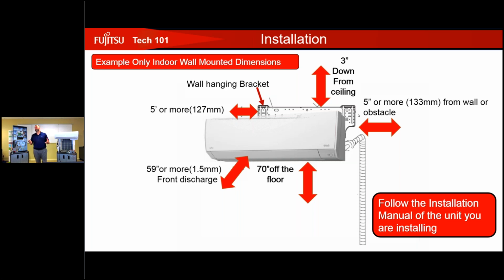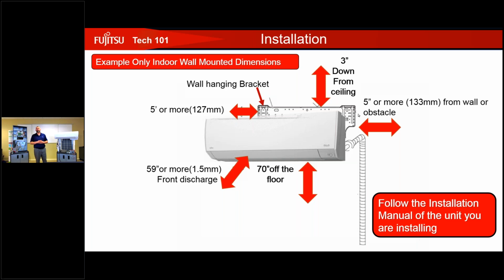3 inches down from the ceiling, basically we want to maintain that so we have proper airflow through the top of the unit. That is also where our indoor room thermistor is located, so we want to make sure that we are getting a proper accurate reading at that thermistor. Okay, left-hand side, 5 feet or more, not really so important there. 70 inches off of the floor, we try to get it 3 inches off of an 8-foot ceiling. That'll get us into that 70-inch range.